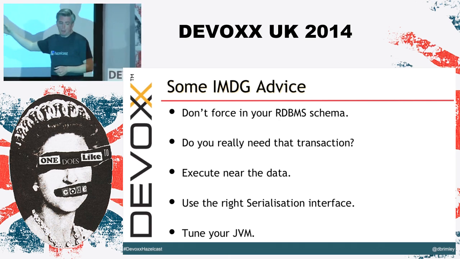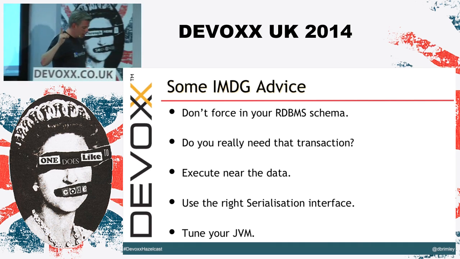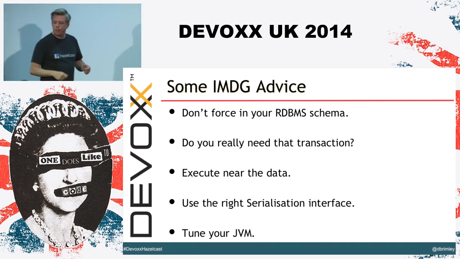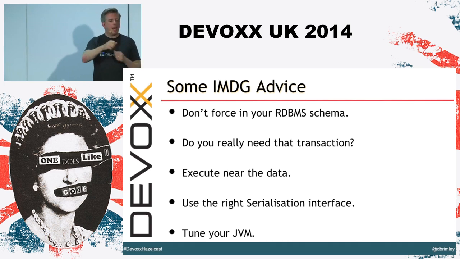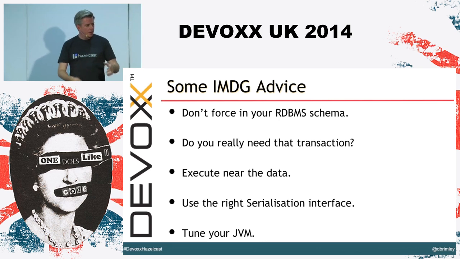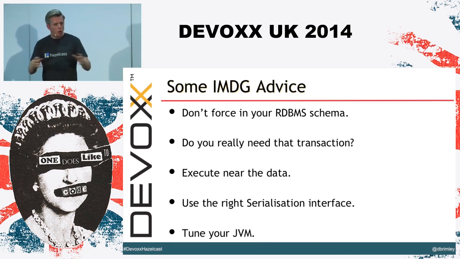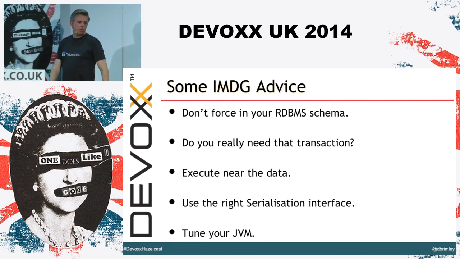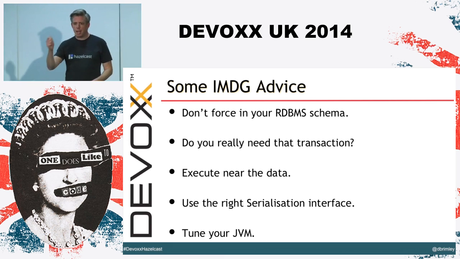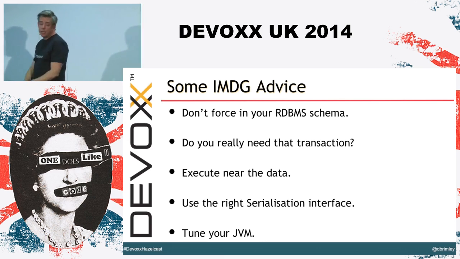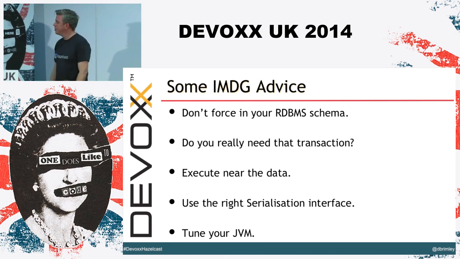And then we've spoken about distributed compute. Execute near the data. Don't write clients to your cache and do lots and lots of map gets and bring all the data back on 5 or 6 different maps, work on that, and then send it all back over the wire again. That's what distributed compute was for. But there's still a lot of people that do that. They'll write a client and they'll do exactly that. That really slows you down, so don't do it. Just send the code to where the data is.